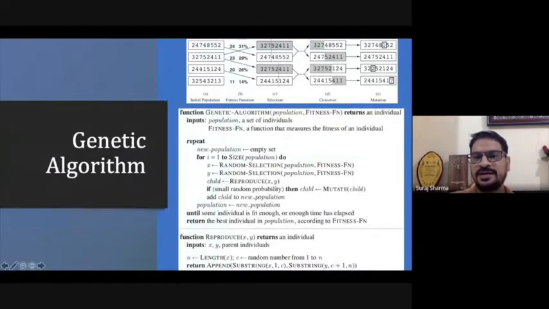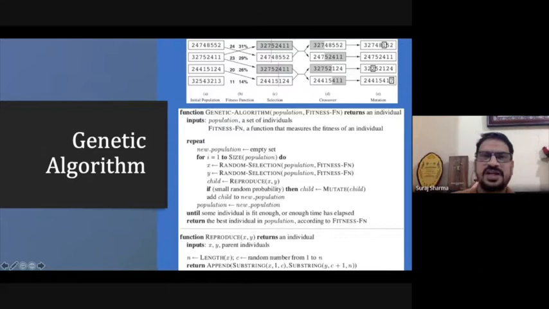Now what will happen in the genetic algorithm? We have two parameters here of a function, that is the population and the fitness function. So what we do, we put in the population. Let's say the population of our country is 1.25 thousand or 100 crores. So that is our population, right? So that population we will put in, and we will put in the fitness function.